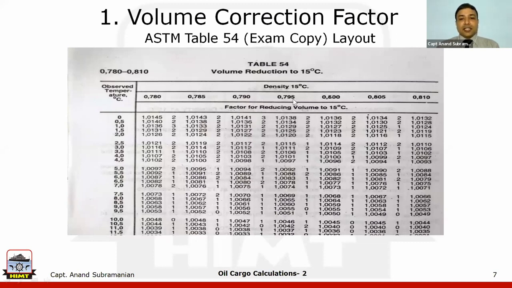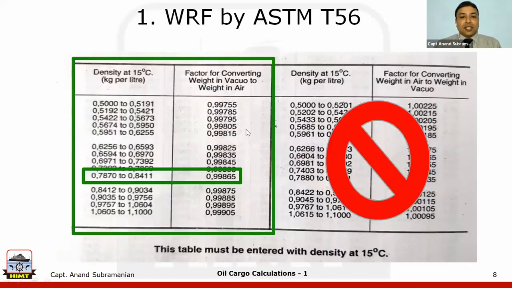This density at 15 degrees Celsius is given to us by the cargo surveyor, and you can see it sometimes in the bill of lading or sometimes in the quality certificate or certificate of analysis. So you will get the density from one of these places. The density is density at 15 degrees Celsius and in vacuum, and this is the observed temperature. And we come to this thing called VCF.